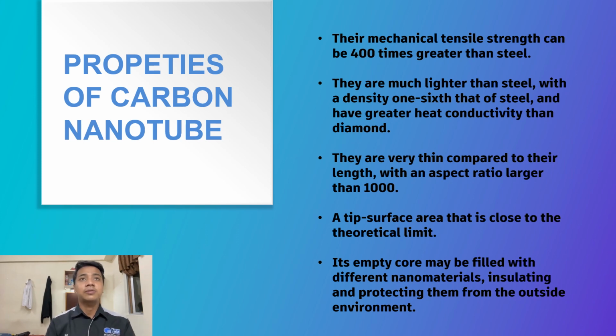Properties of carbon nanotube. Their mechanical tensile strength can be 400 times greater than steel. They are much lighter than steel, with a density 1/6 that of steel, and have greater conductivity than diamond. They are long compared to their width, with an aspect ratio larger than 1000. A tip surface area that is close to the theoretical limit. Each empty core may be filled with different nano material, insulating and protecting them from the outside environment.